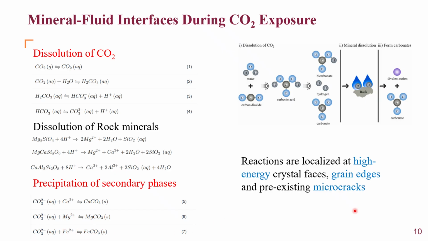Now, it is essential to know that these reactions are localized at high energy crystal surfaces, such that the activation energy, the energy that is needed to cause this dissolution and precipitation, is lowered because the energy of the crystal surface is already high. And also it is localized at grain edges and pre-existing microcracks where the CO2 dissolved in water, that's the carbonic acid, has access.